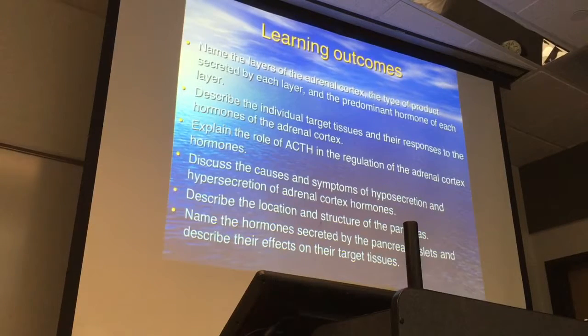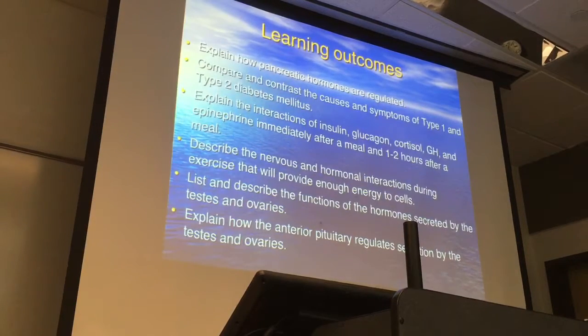Discuss the causes and symptoms of hyposecretion and hypersecretion of the adrenal cortex hormones. Describe the location and structure of the pancreas. We learned that in chapter 24. Name the hormones secreted by the pancreatic islets and describe their effects on their target tissues. The only two we're going to look at are insulin and glucagon. Explain how pancreatic hormones are regulated. They're not regulated by tropic hormones. They're under humoral control. Compare and contrast the causes of type 1 and type 2 diabetes.